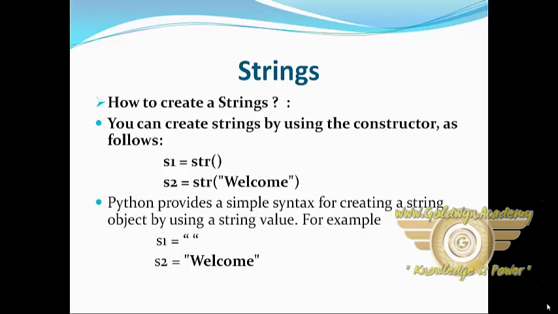A string object is immutable. Once it is created, its contents cannot be changed. To optimize performance, Python uses one object for strings that have the same content.